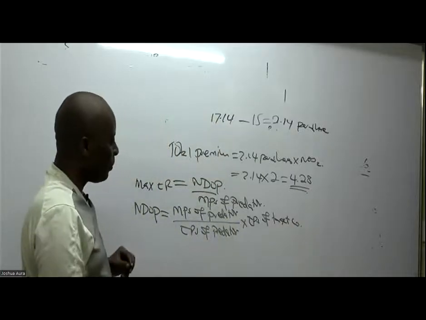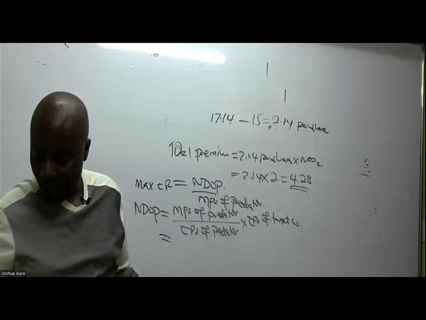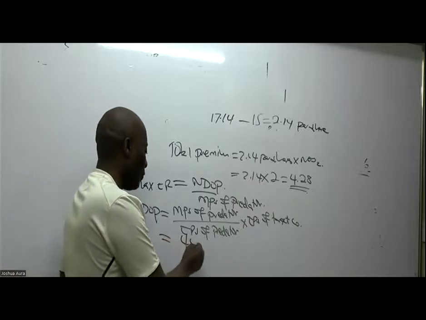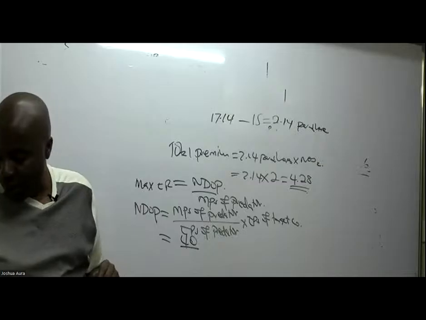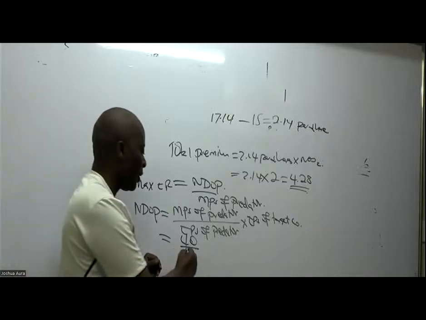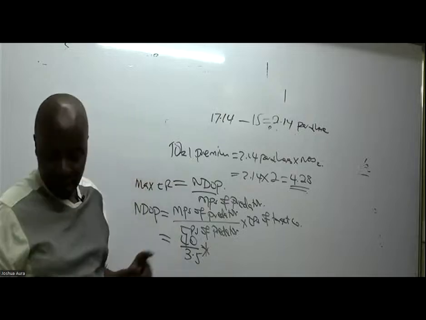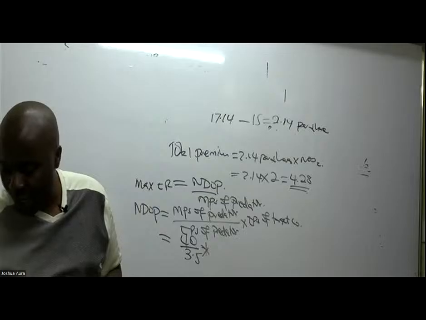So the MPS of the predator has been given already. It is 40. So we have here 40 divided by the EPS of the predator. The EPS of the predator is 3.5, times the EPS of the targeted company. The EPS of the targeted company here is 1.5.